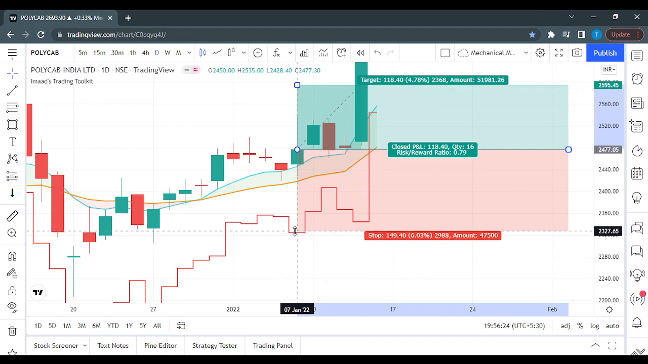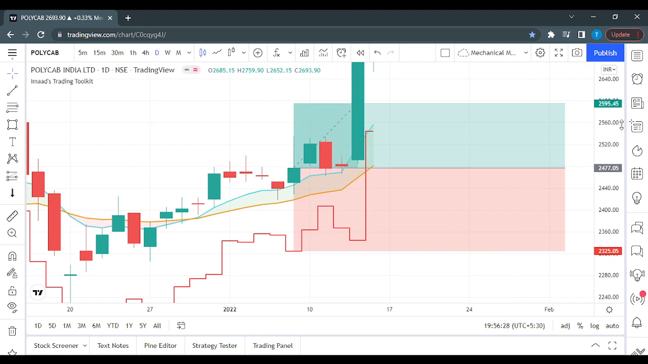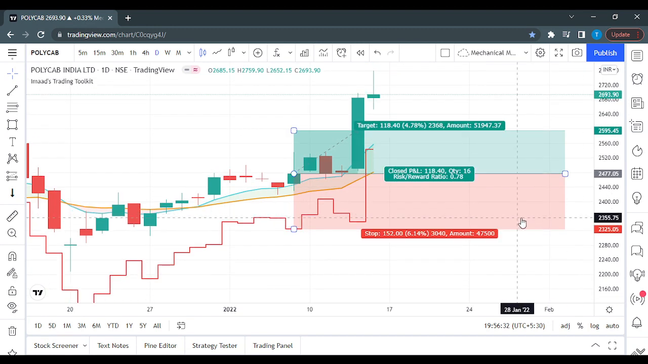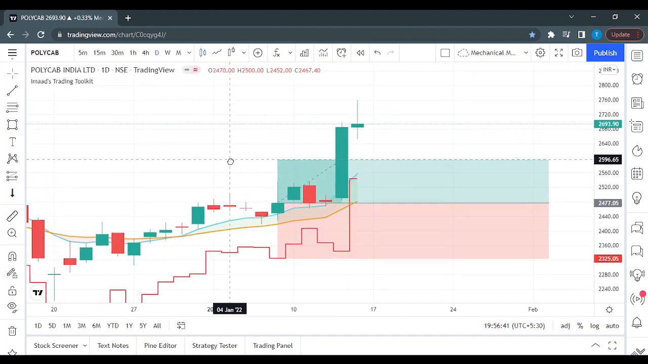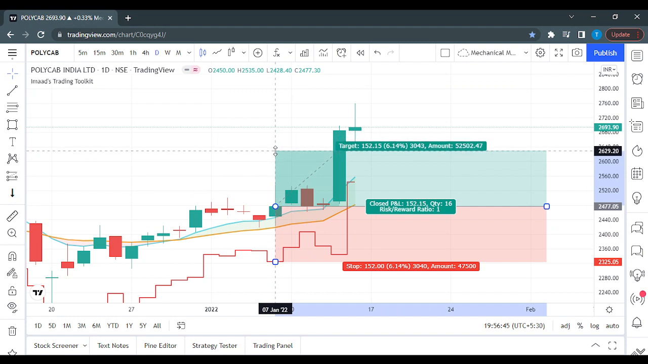This has been very carefully calculated. It gives enough room for the stock to breathe, but also does not suffocate us in terms of our losses, right? So this is a 6.14% depth from the closing price, from the entry price. We're going to allow that much. Now you can place the first exit at a 1:1.